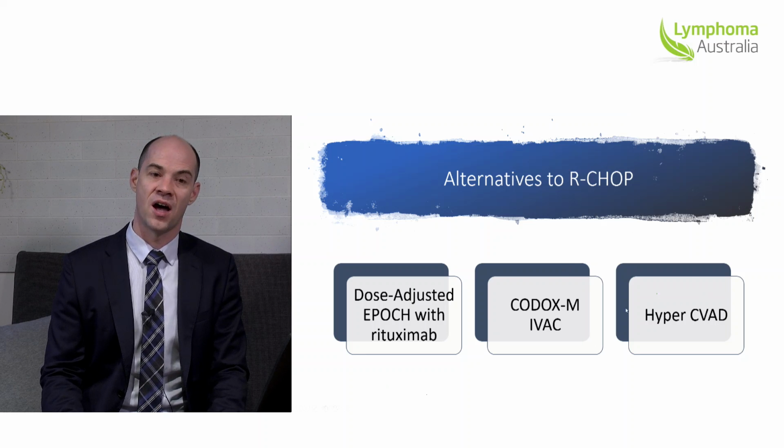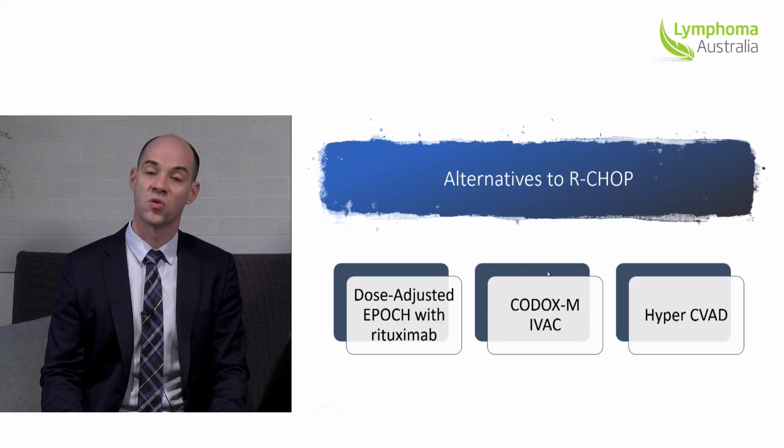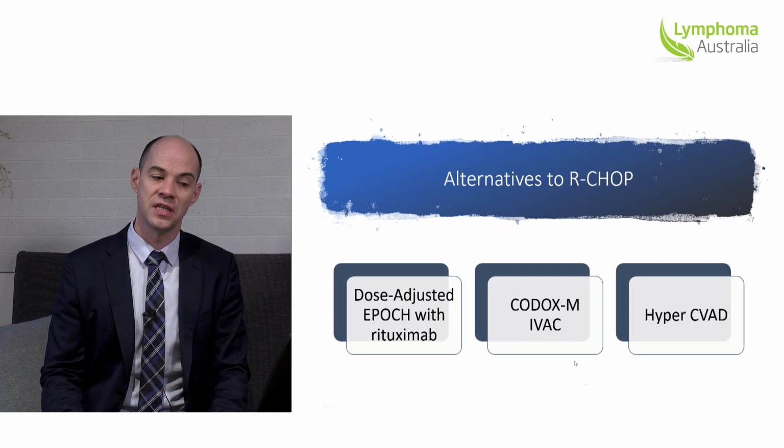Hyper-CVAD and Codox-M-IVAC do that by incorporating that high-dose methotrexate within the standard treatment regimen and increasing the medications that are like CHOP so that it's a more intensive regimen, and also alternating the different chemotherapies between the different cycles to try to basically hit the lymphoma harder. And as I've mentioned, there's really not a lot of evidence that these regimens are better for your vanilla diffuse large B-cell lymphoma.